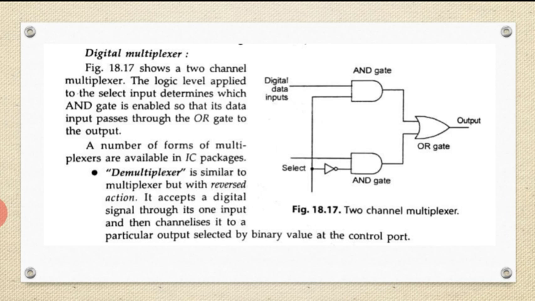If you look at this, two AND gates and one OR gate are used. So this is a two-channel multiplexer, because here we can give two digital data inputs. So here two AND gates and one OR gate are used. The logic level applied to the select input determines which AND gate is enabled, so that its data input passes through the OR gate to the output.